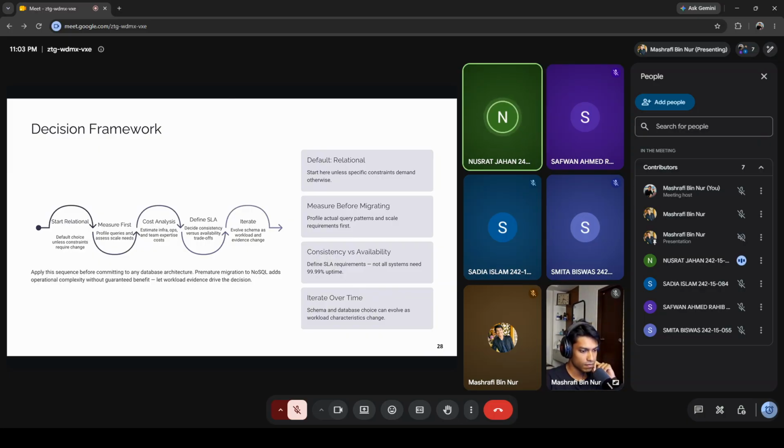And finally, we should iterate over time. As our application grows, our workload and requirements may change. So our database architecture can also evolve. The key idea is to decide based on evidence and not on assumptions. Next slide.